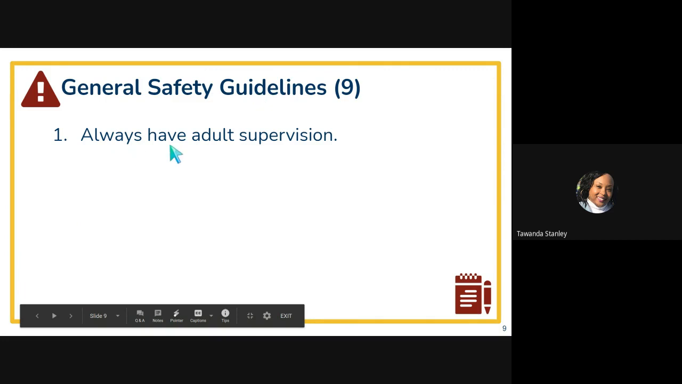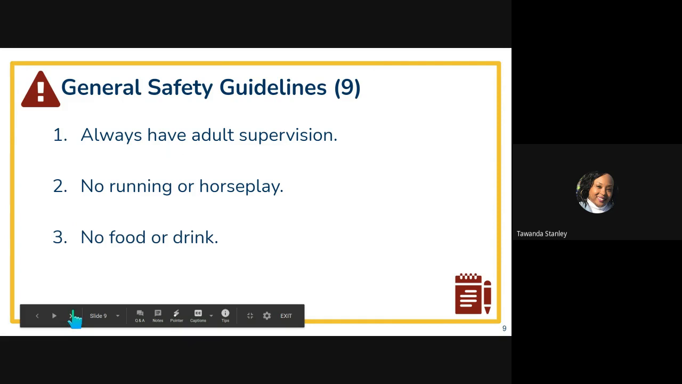Number one, always have adult supervision. Number two, no running or horse playing. Number three, no food or drink. Number four, always wear appropriate PPE.